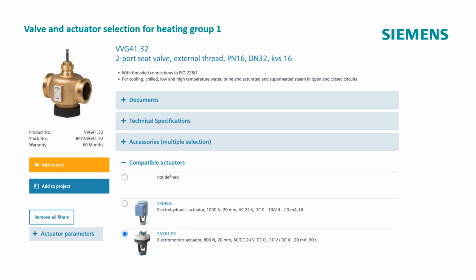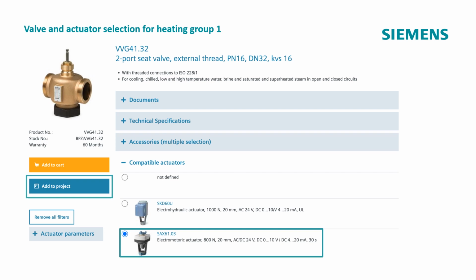We select the actuator SAX 61.03 and the valve and actuator selection is completed. This selection of valve and actuator can now be added to the cart. Or, if there are many valves to be selected, this selection can be added to a project.